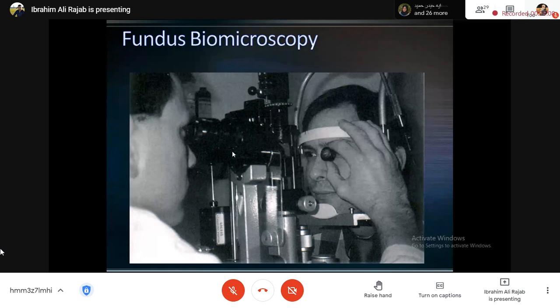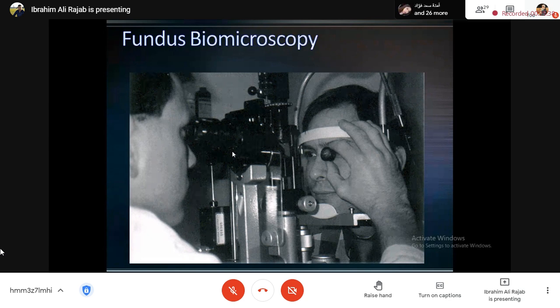This is the procedure. The patient puts his head on the forehead strap and on chin rest, and the examiner puts the lens in front of the eye of the patient, and the slit lamp will give a light rays to the retina, which will be reflected backward and condensed by this condensing lens to form the image which will be seen by the examiner.